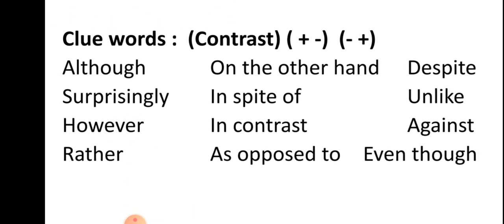I'll give you a few more clue words. Please write down these clue words in your notes so that it will be easy for you to learn them. So: although, on the other hand, despite, surprisingly, in spite of, unlike, however, in contrast, against, rather, as opposed to, and even though. These are all contrasting words. We can also call these words transitory words. Whenever you have these words in a sentence, you should understand there will be a plus and minus, or minus and plus combination.